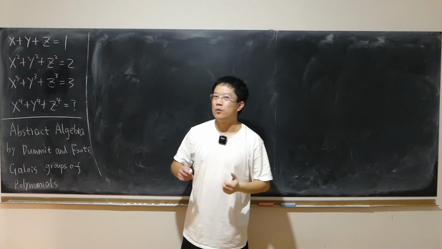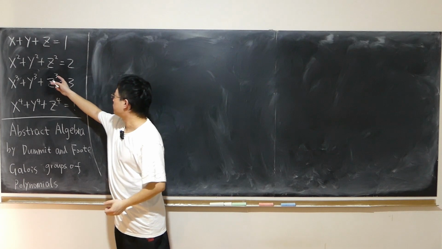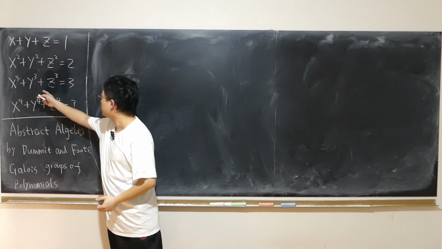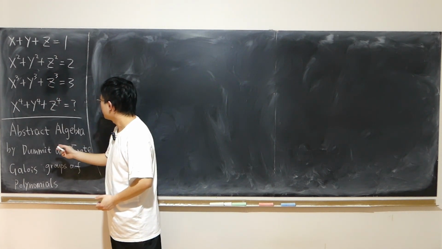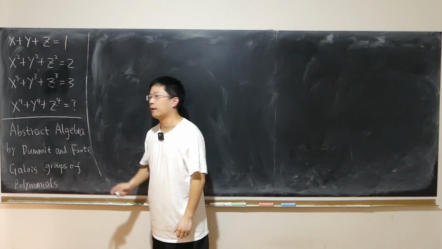We have three variables, x, y, and z. Their sum is equal to 1. The power sum of degree 2 is equal to 2. The power sum of degree 3 is equal to 3. And what about the power sum of degree 4? Could it equal 4 or something else?